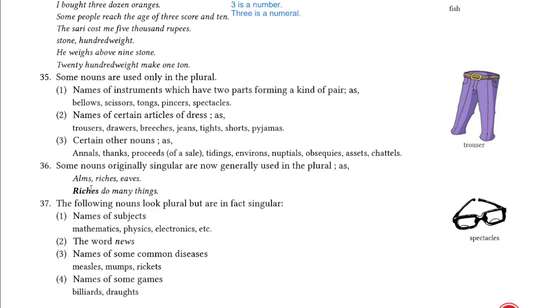Some nouns are originally singular, but now they are used in the plural form, like alms, riches, and eaves. Riches do many things. The use of this verb do indicates that riches is being treated as a noun in plural now.